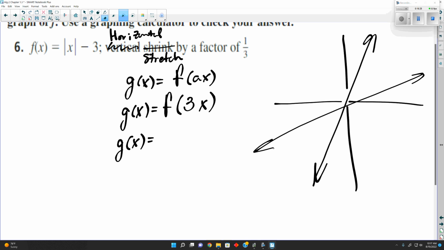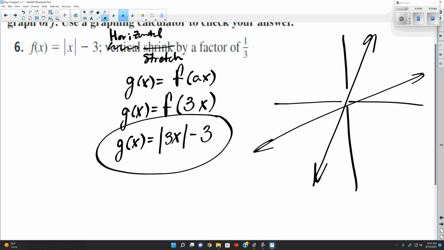Does that kind of make sense? Now, at this point here, we're going to plug the 3x in for x. Just telling us that we have the absolute value of 3x minus 3. And that's it here. Any questions on any of this here? We ready for the next part?